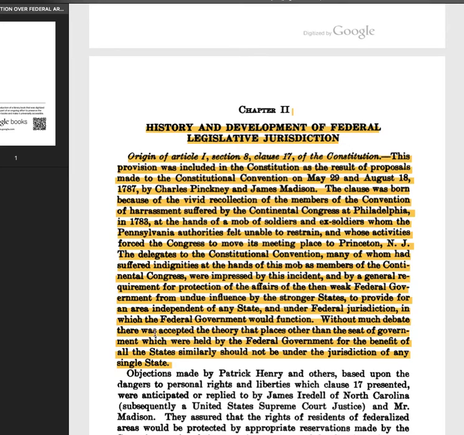Without much debate, there was accepted the theory that places other than the seat of government, which were held by the federal government for the benefit of all states similarly, should not be under the jurisdiction of any single state. So it's saying that the seat of government should be controlled by all the states, and these are the independent states, not the states created by the federal government inside the independent states, which are dependent states.